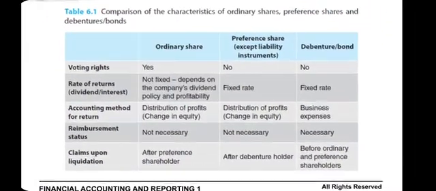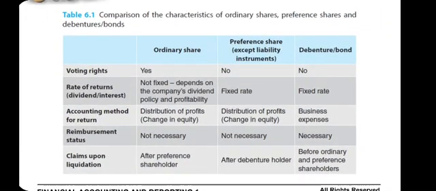Here, this table shows the difference between capital or shares and other sources of financing. If a company needs cash to do something, then the company has two choices to get the cash. First, the company can sell shares to get the cash, or second, the company can borrow.